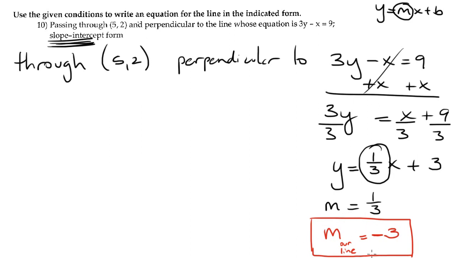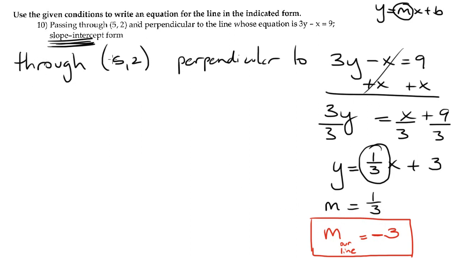Right? This is the slope of our line. If we said parallel instead of perpendicular, you would use the exact same slope. Parallel lines have the same slope, have equal slopes, but unequal y-intercepts. Perpendicular lines have slopes that are negative reciprocals of one another.